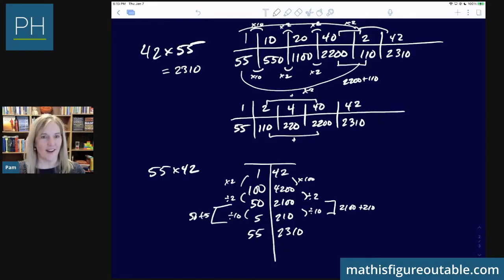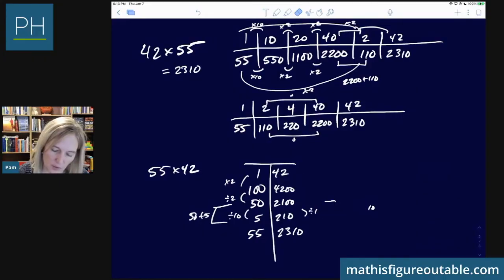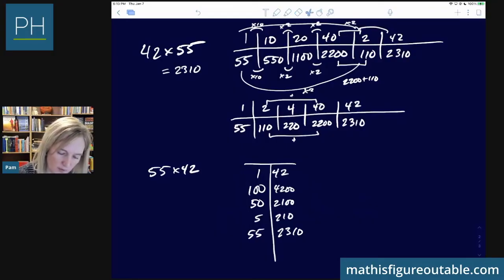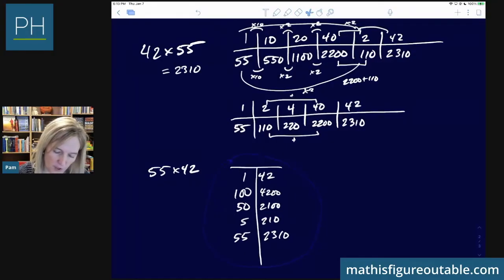What do you think? Pretty nice strategy. If I just think about the problem a little bit differently, I am going to go ahead and clean this one up because I need some space over here, because I'm going to do this problem a slightly different way. So there's one strategy for finding 55 42s.